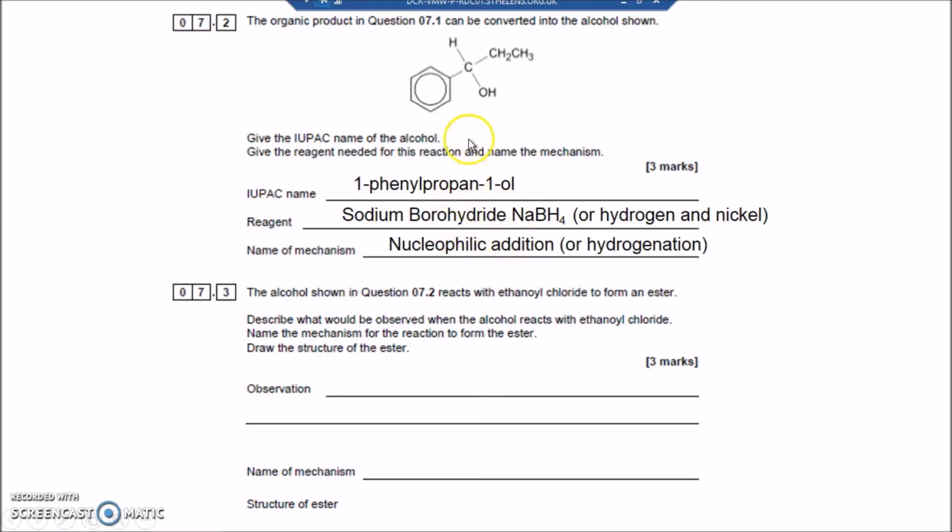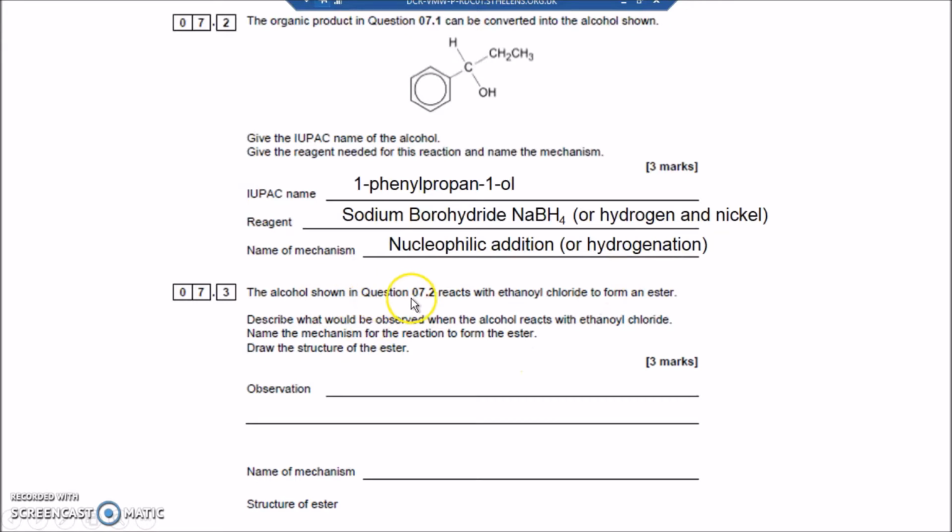The name of the mechanism: a hydride ion is an H-, and it would attack the C of the C double bond O, and the C double bond O would break and take electrons onto the O, and then an H+ would come along, because this is usually a methanol or dilute acid, and would make OH. Or hydrogen nickel adding hydrogen is called hydrogenation, so you could have that instead.